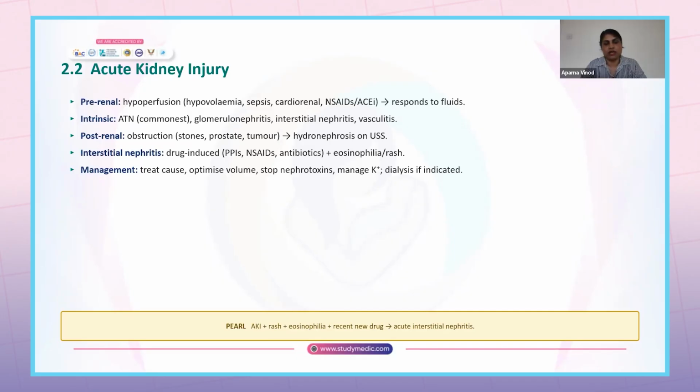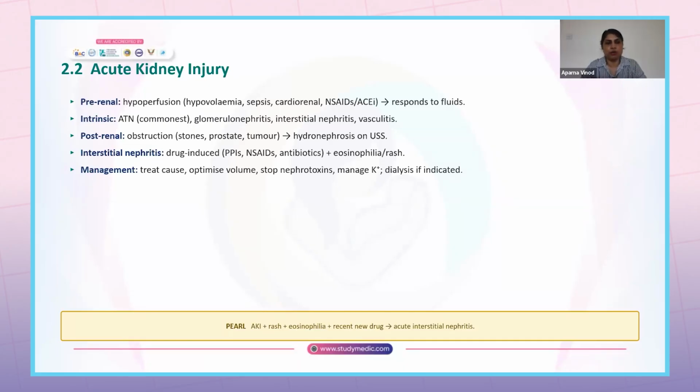So reasons for AKI, or causes of AKI, are always pre-renal, renal and post-renal. Pre-renal means it is because of hypovolemia due to so many causes. It can be because of diarrhea, sepsis, cardiorenal, hepatorenal, or drug-induced, and they always respond to fluids. Intrinsic can be because of acute tubular necrosis, which is very common, glomerulonephritis, interstitial nephritis, and vasculitis. They are parenchymal diseases causing AKI.